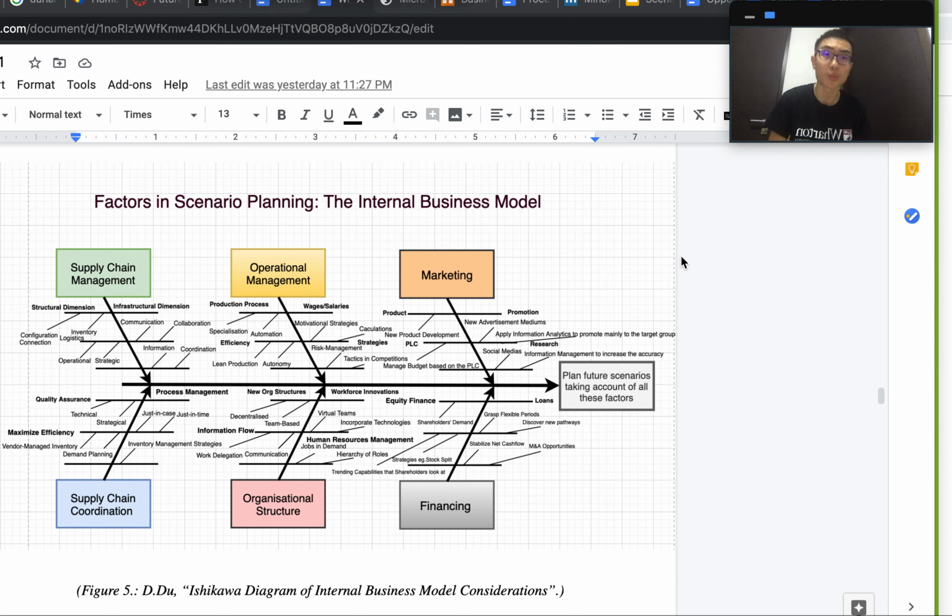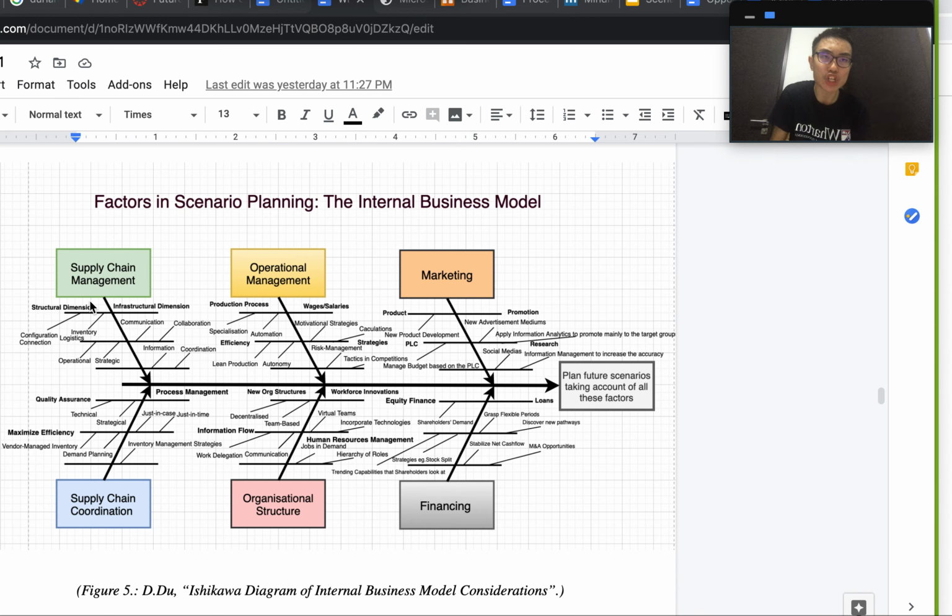Especially if you're transforming your business model as a whole in the future, there are a lot of details to consider. So today our video will focus on internal business model, and in the next video I'll be talking about external business model using a similar diagram like this. This is actually a fishbone diagram, which many people address as an Ishikawa diagram, and let's get started right away. First of all, let's talk about supply chain management.